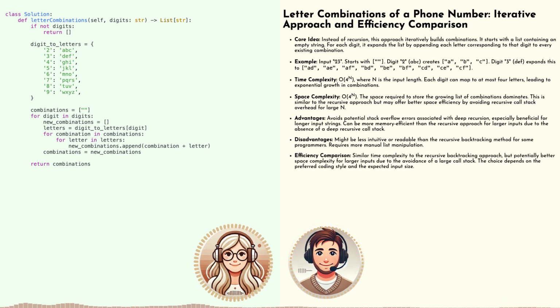Absolutely. We begin with an empty list, then for the digit 2, we'll have A, B, C. Then for each of those, we add D, E, F, resulting in AD, AE, AF, BD, BE, BF, CD, CE, CF.